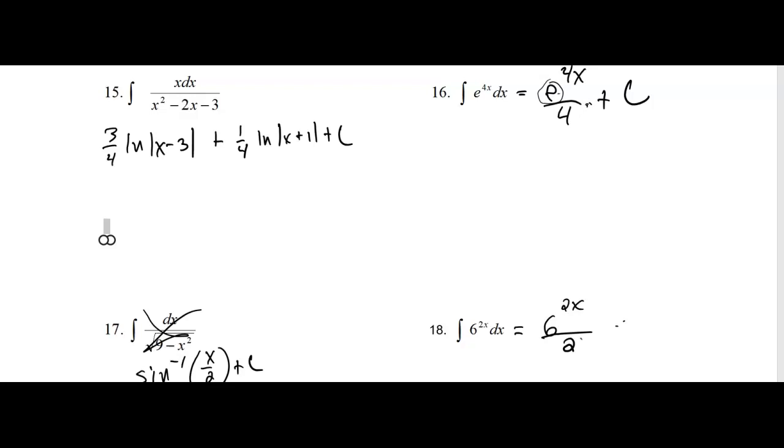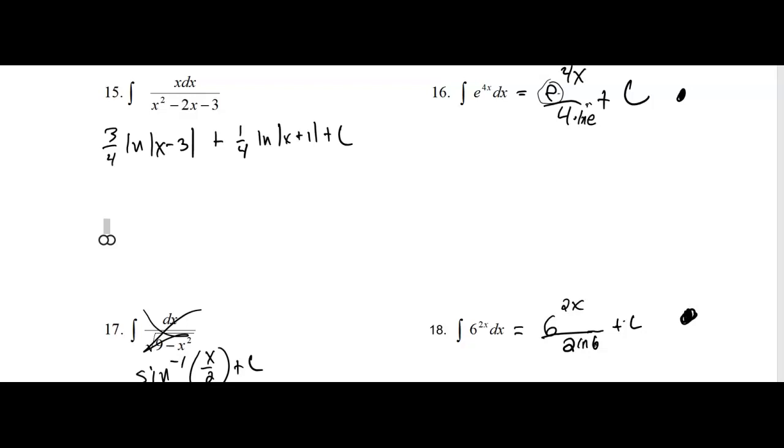But if it's not an e, we've also got to divide by the natural log of the base. Then our constant. We really can do that up in number 16 as well if you think about it. We really could divide by the natural log of the base here, and then we're doing the exact same thing in 16 as we did in number 18.